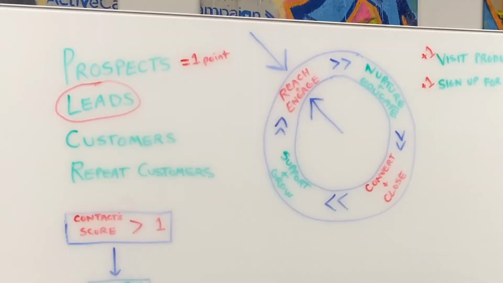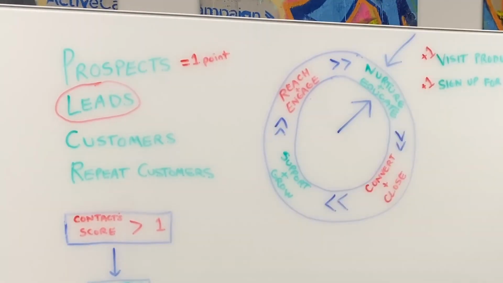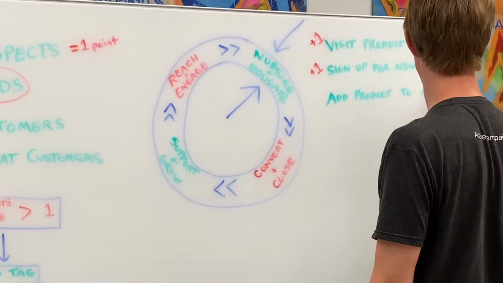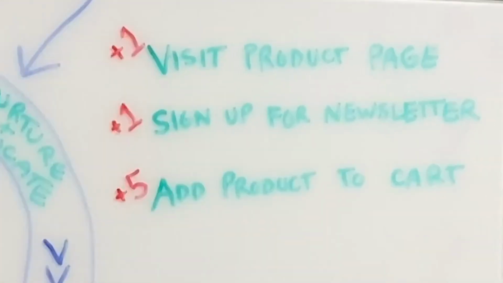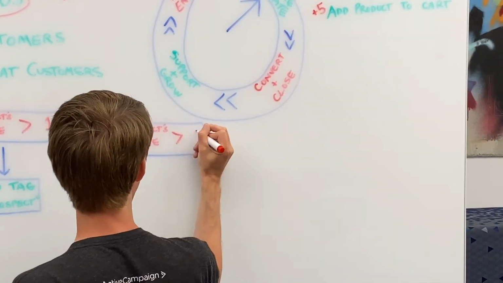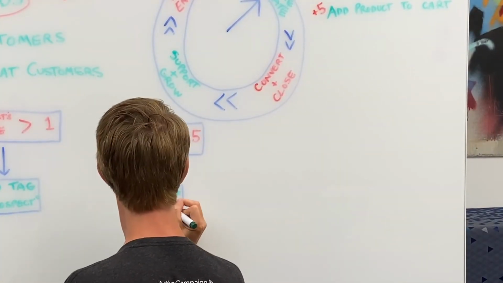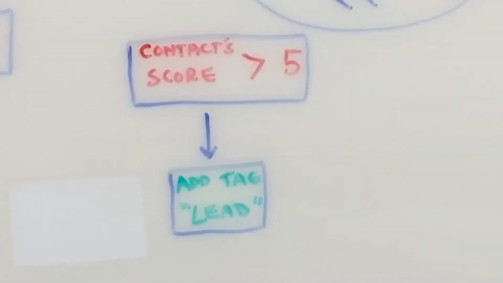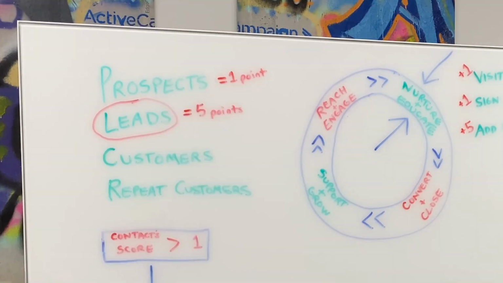Leads are contacts that are at the nurture and educate phase of the customer lifecycle. They come back to your store and view a product that they're interested in again. They're usually considering whether or not they want to buy that product, and they may even add that product to their cart. We'll add 5 points to their score if they add a product to their cart. Each following product page visit will add 1 point to their score, as directed by the scoring rule that we created earlier. We'll create an automation that tags them as lead if their score is above 5 points.